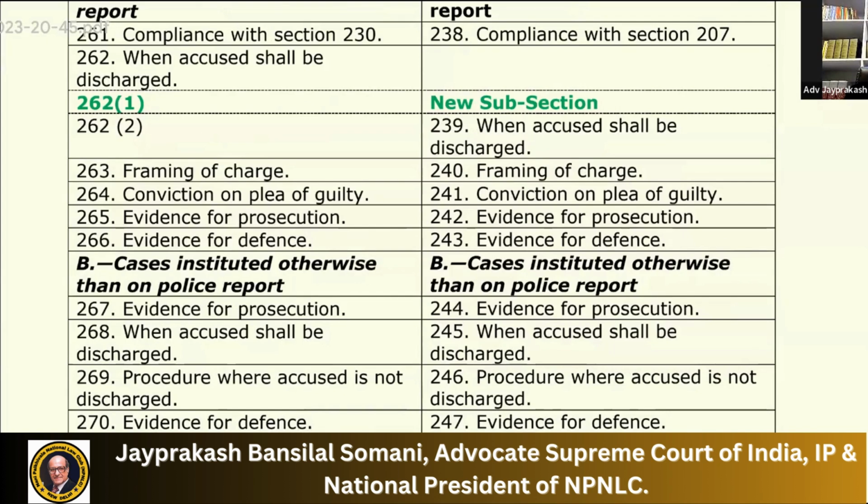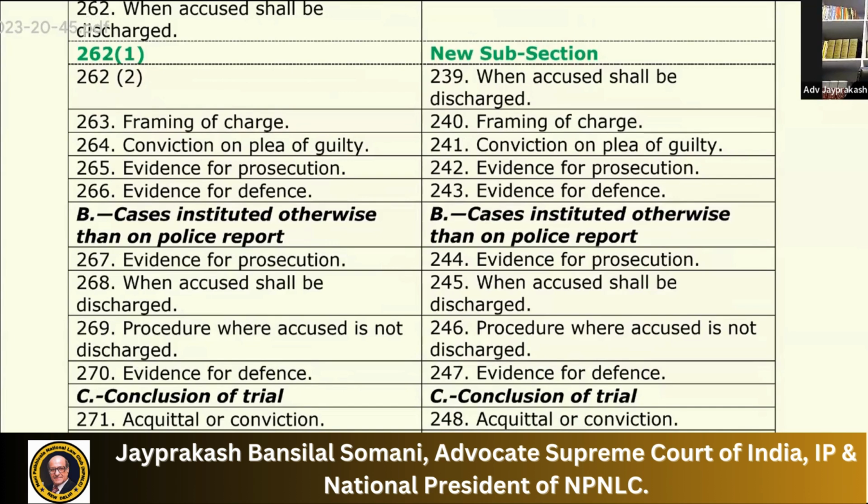BNSS section 264, conviction on plea of guilty. Its earlier section was in CrPC 241. BNSS section 265, evidence of prosecution. Its earlier section was in CrPC 242. BNSS section 266, evidence for defense. Its earlier section was 243.